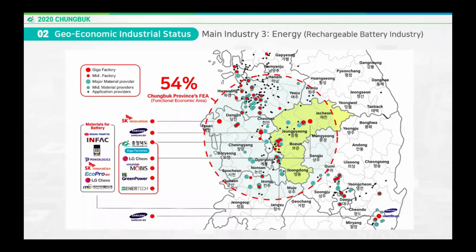The rechargeable battery industry is also a key sector in Chungbuk. The Chungbuk FEA contains 45% of all factories in the secondary battery industry. LG Chem, HL Green Power, and other national major rechargeable battery production companies have gigafactories in Chungbuk. Companies that produce secondary battery material parts, like SK Innovation and EcoPro, are also concentrated here.